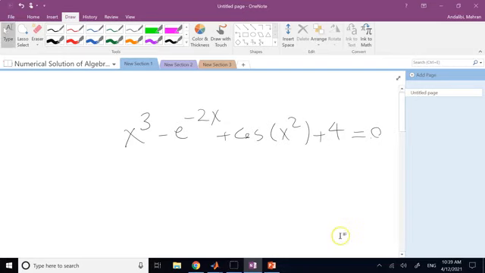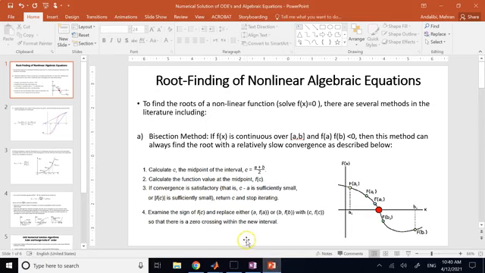So there are several different algorithms in the literature for finding the roots of nonlinear algebraic equations. Today I am going to show you 3 of them. The first one is the simplest, and it always converges. It is a little bit slower than the rest, but it has guaranteed convergence if there is a root in the range. It is called the bisection method.